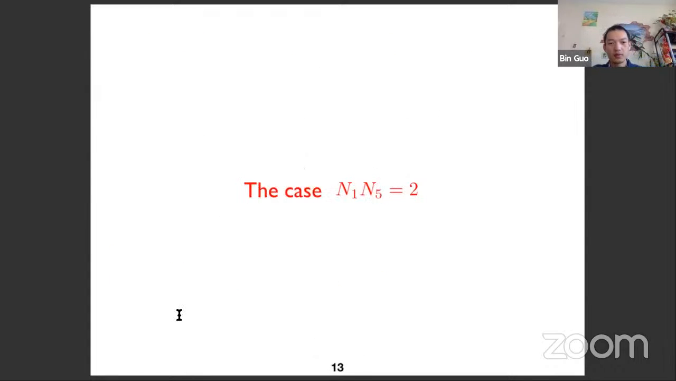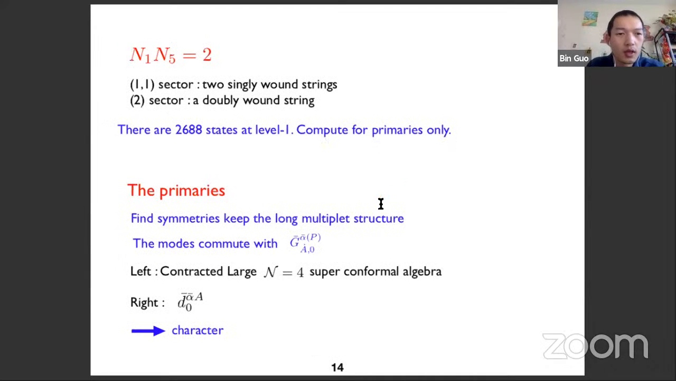Okay. Now let's apply this formula to the simplest case, n1 times n5 equals 2. Even for this simplest case, there are 2 sectors: the sector of 2 singly wound strings, and the sector of a doubly wound string. Even for this simplest case at level 1, we have more than 2,000 states. So if you try to compute the lifting matrix directly, you will get a matrix about 2,000 by 2,000. So it's impossible to compute. We have to use symmetry and compute for the primaries only.